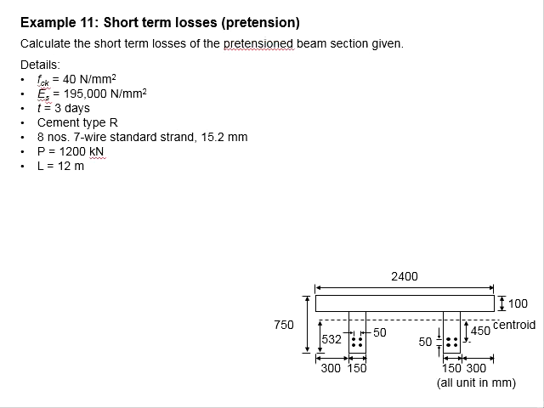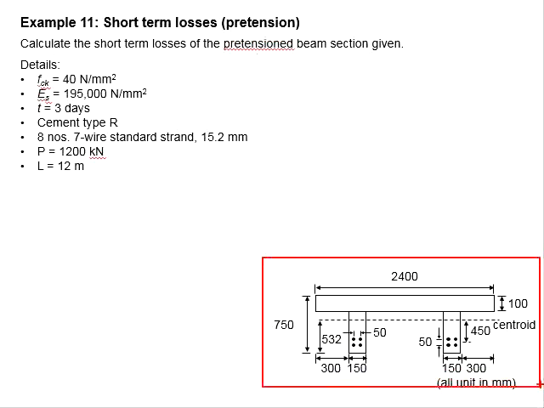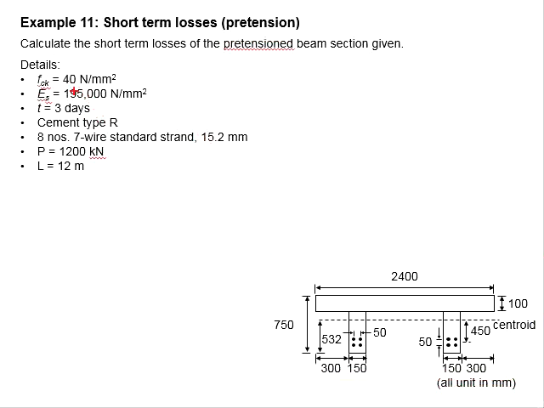Let us try an example to calculate the short-term losses of a pre-tension beam member. The section is given here, and the details are: fck equals 40 N/mm². Modulus of elasticity of the steel tendon is 195 GPa. t equals 3 days.